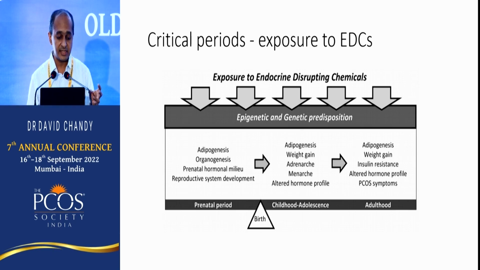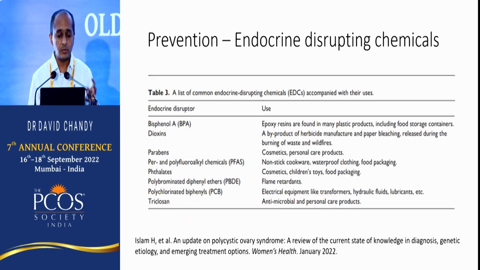In childhood, they can cause adrenarche and menarche. Later on in adulthood, they'll end up with PCOS, diabetes, and insulin resistance. But the issue with this is there are so many endocrine disruptors, right from bisphenol A to dioxins, and they're almost omnipresent. It's there in so many items. It's there in your food storage containers, it's there in the cosmetics, it's there in flame retardants.